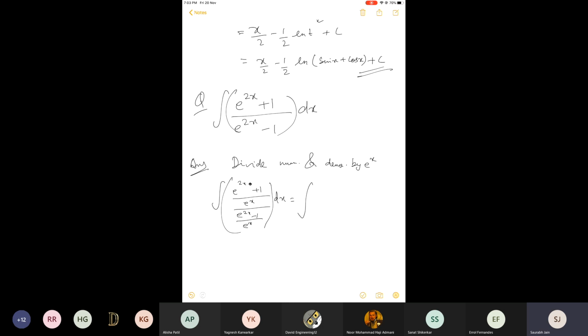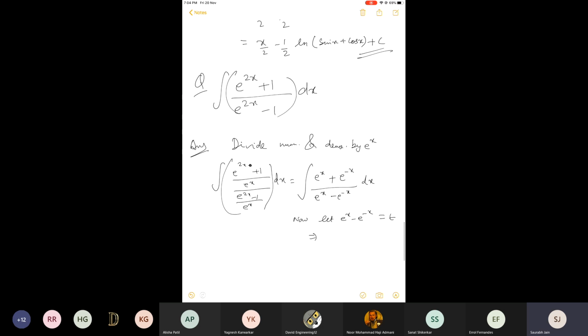E to the power 2x upon e to the power x will be e to the power x. 1 upon e to the power x will be e to the power minus x. In the denominator, e to the power 2x upon e to the power x will be e to the power x, and 1 upon e to the power x will be e to the power minus x. Once you change it like this, now let e to the power x minus e to the power minus x be equal to t. See, this question is also in NCERT, so obviously it can come in board exams. Otherwise also it's a good question, because generally it does not click that we have to divide numerator and denominator by this term. That is why.